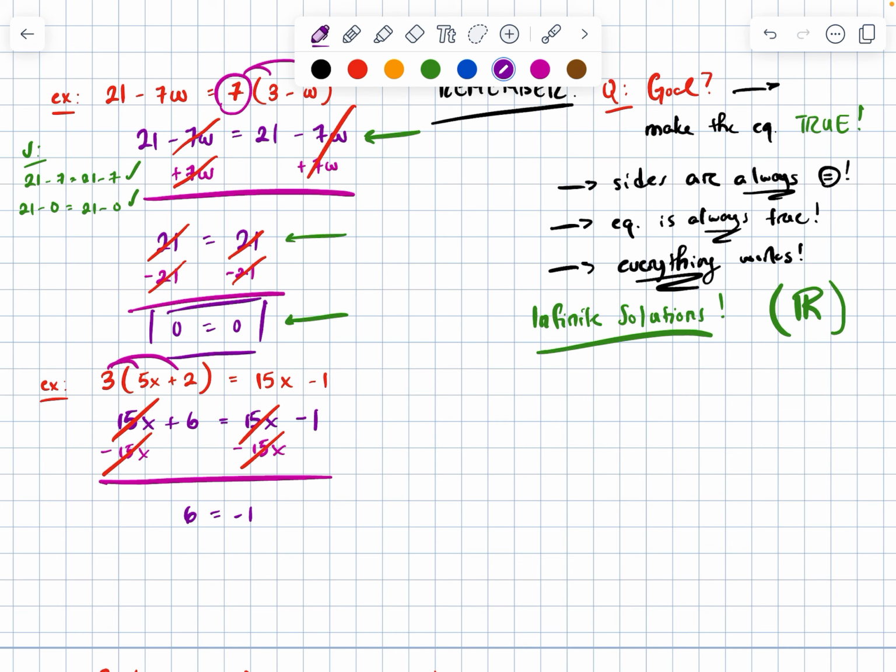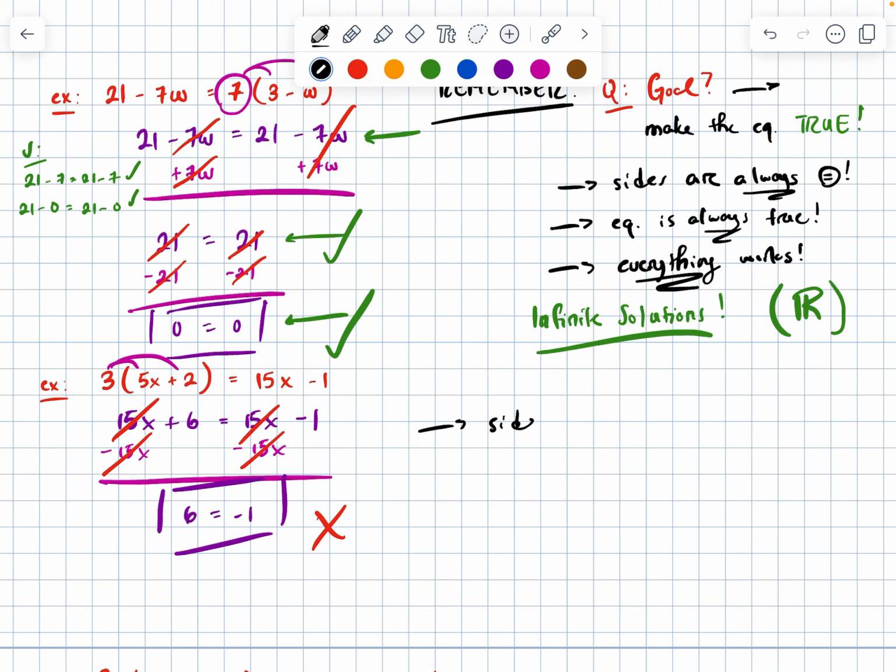So again, think back to the goal. When I'm solving an equation, I'm trying to make it true. Well, look at this. 6 equals negative 1. Is this a true mathematical statement? Well, above 0 equals 0, yeah, that works. 21 equals 21, yeah, that works. By the reflexive property, anything is equal to itself. But can 6 ever equal negative 1? No. So what do you think that means for the solutions to this equation? Come up with some ideas as I write some stuff.